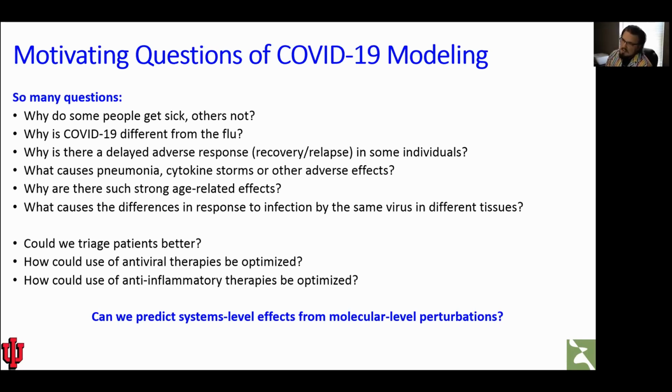And what we'll go into today, and what we tend to be particularly interested in with the sort of modeling that we do, is whether or not we can predict system level effects due to molecular level perturbations. So if we change a particular lower level, sort of subcellular level mechanism, what are the observed emergent effects all the way up to the systems level?